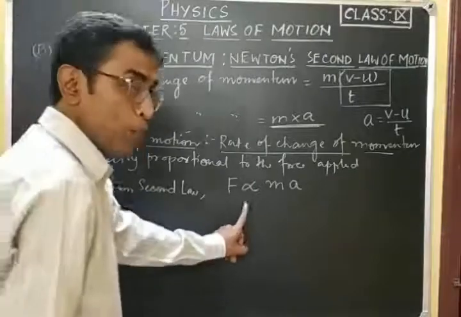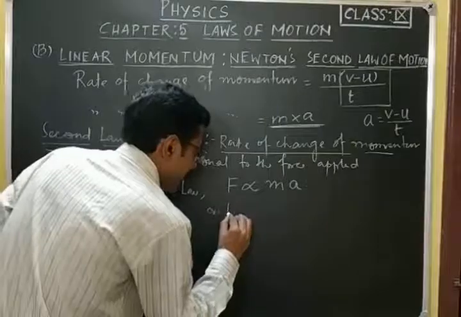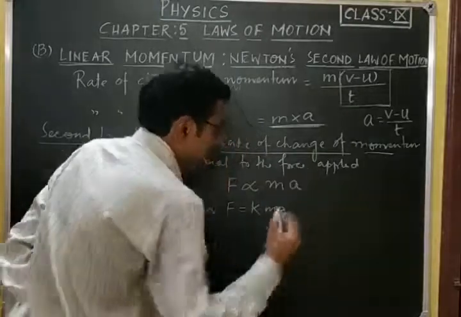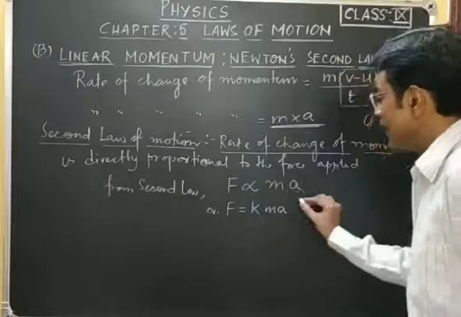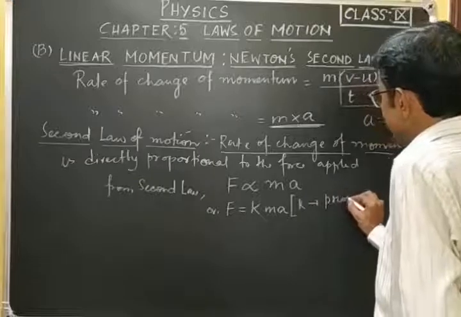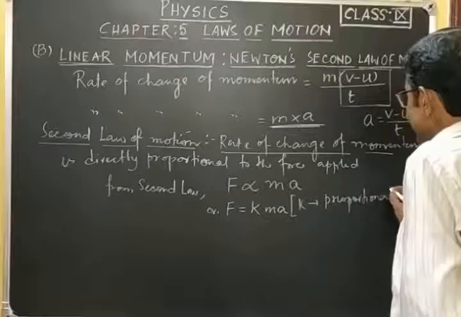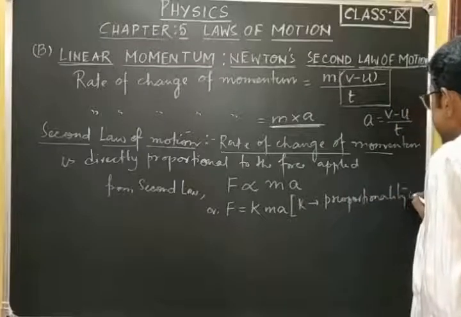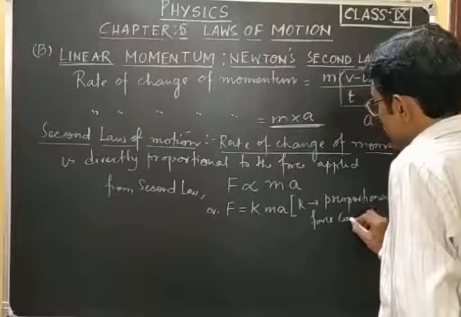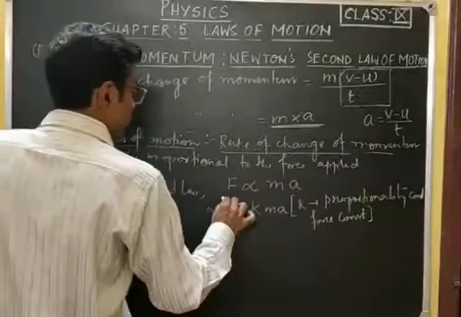So this is a proportionality sign. I have to omit this sign. So I can write F equals, as in ratio and proportion you have done, K into M into A, where K is a proportionality constant. Remember this, it is called the force constant. Now see, this is the expression.